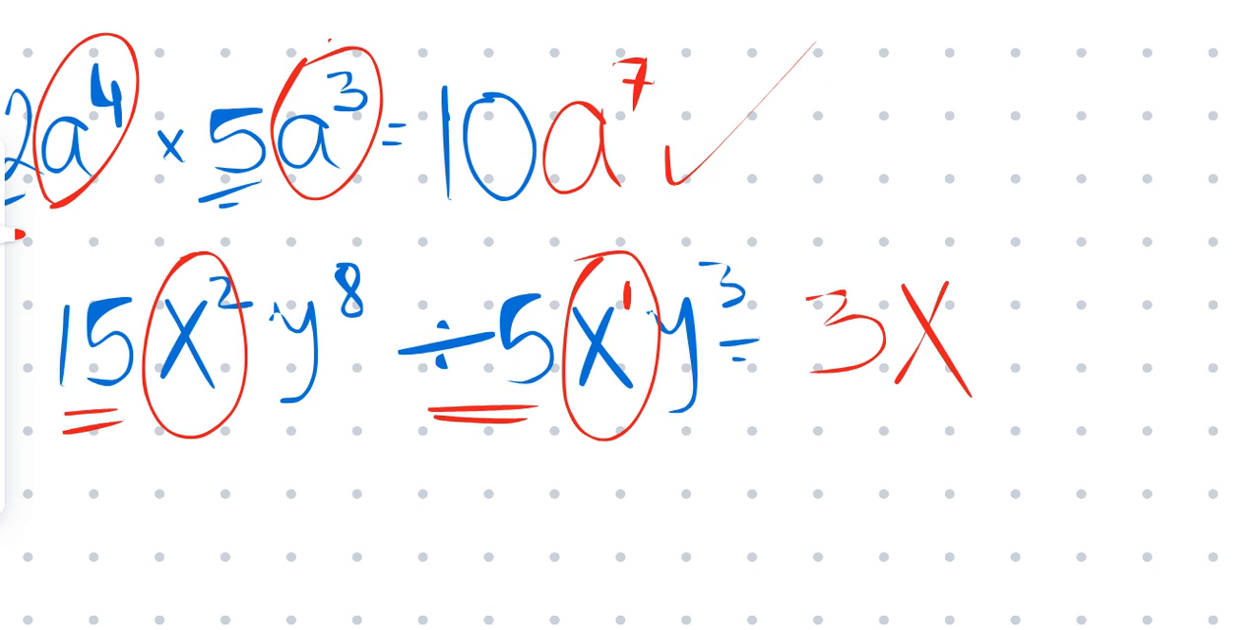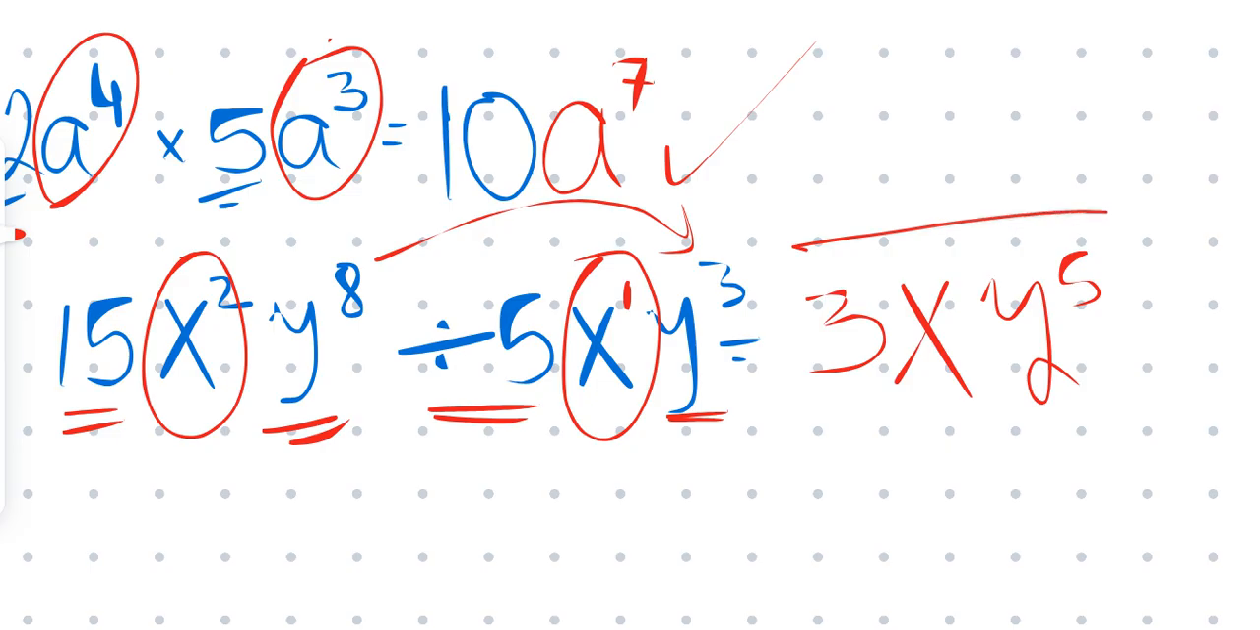So it's x to the power of 1, which is x. Then finally we have y to the power of 8 divided by y to the power of 3. If we subtract 8 minus 3, that will give us y to the power of 5. So our final answer is 3x y to the power of 5.